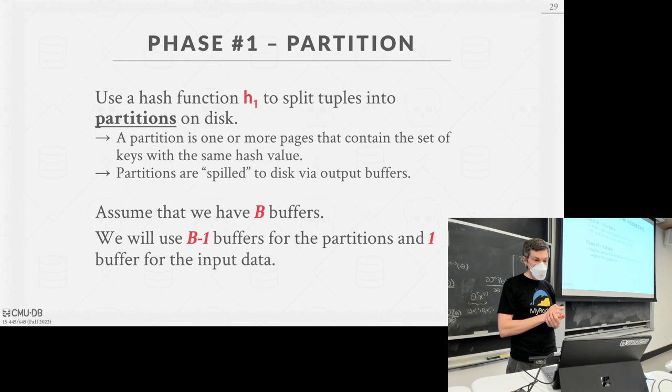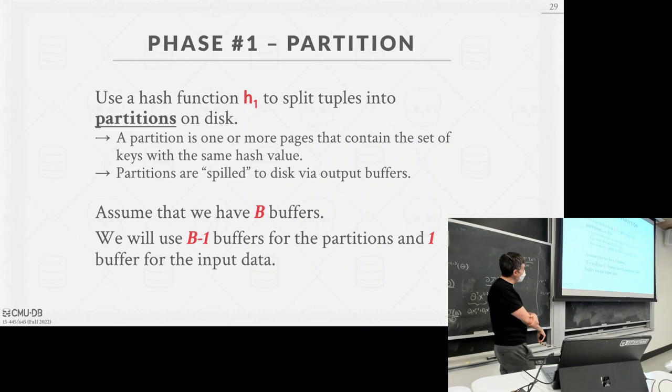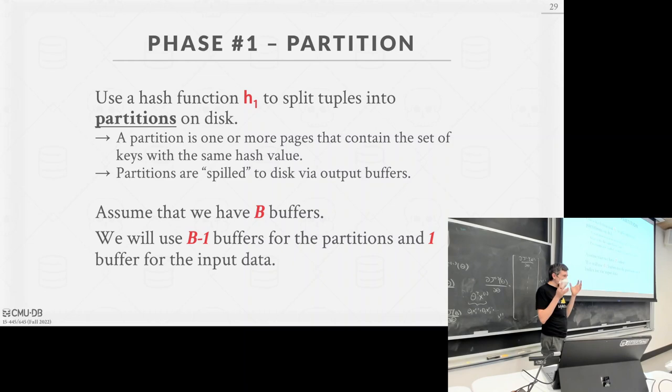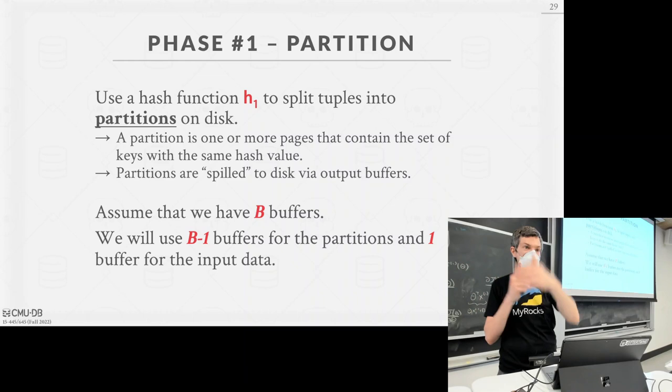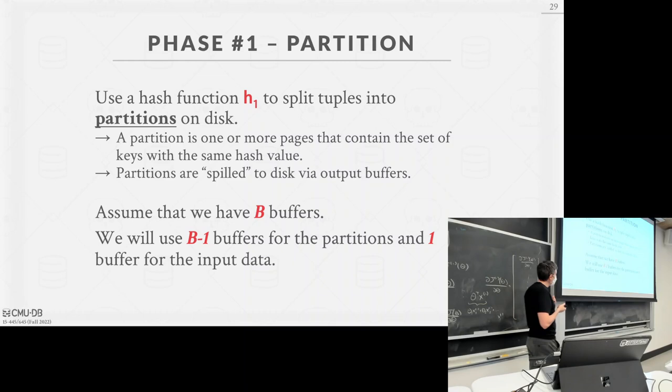So in phase one, we're going to use a hash function h, and we're going to split the tuples into partitions. A partition is basically a logical grouping of one or more pages where we know they're going to contain keys of the same values. When these buckets are full, we write them out to output buffers. We maintain an internal in-memory data structure to keep track of where the buckets for each partition are located on disk. For this purpose, we can assume that we have B buffers, and we're always going to use B minus one buffers for the output, and one buffer for the input, right?